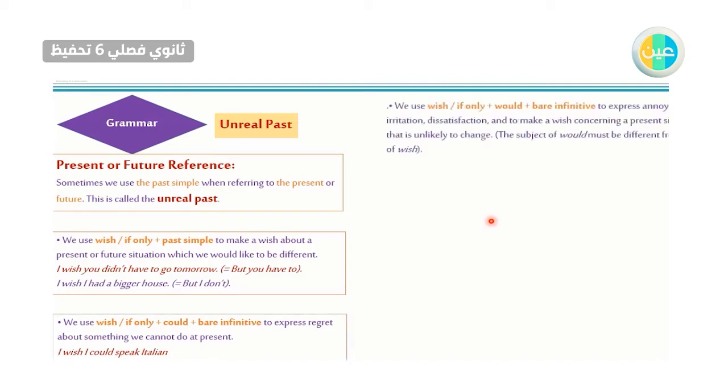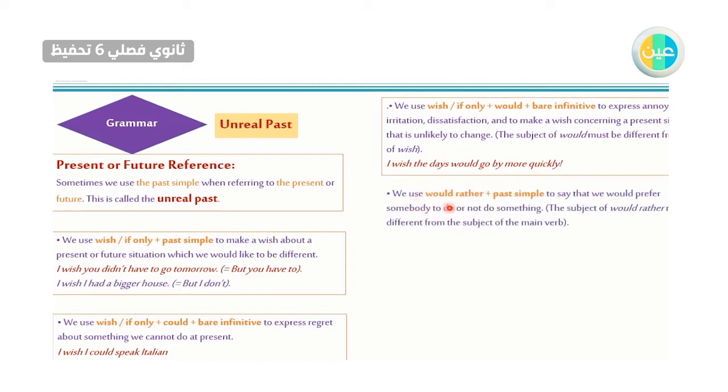And also we have this structure, we use wish, if only plus would plus the infinitive to express annoyance or irritation or dissatisfaction, and to make a wish concerning a present situation that is unlikely to change. The subject of would must be different from that of wish. Okay, for example, I wish the days would go more quickly.